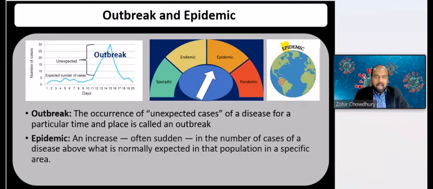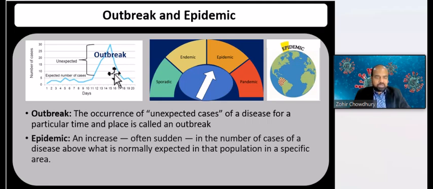Outbreak and epidemic, these are two terms with a slightly different meaning. So occasionally, the amount of disease in a community rise above the expected level. So this is the unexpected level. This occurrence of unexpected cases of a disease for a particular time and place is called an outbreak. The Center for Disease Control and Prevention, or CDC, describes an epidemic as an unexpected increase in the number of disease cases in a specific geographic area.